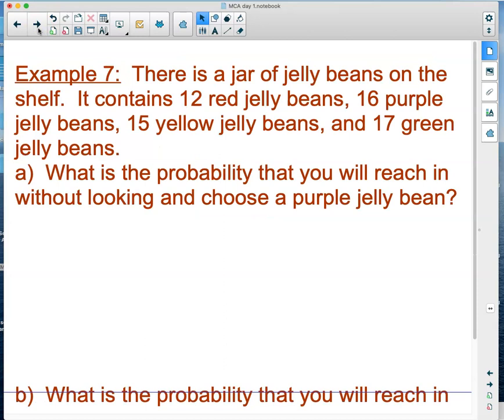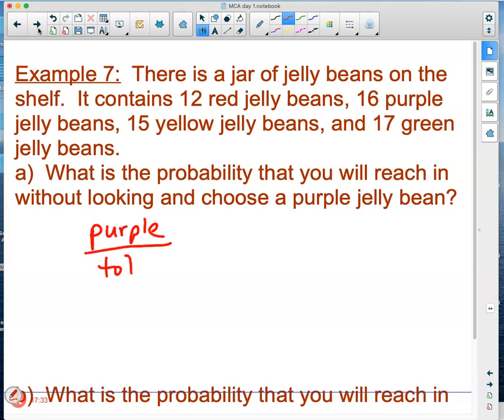Next piece that we have here just starts talking about probability. And jelly beans and drawers with socks in them seem to be a real hit when you're talking about probability on standardized tests. So there is a jar of jelly beans on the shelf. It contains 12 red jelly beans, 16 purple jelly beans, 15 yellow jelly beans, and 17 green jelly beans. What is the probability that you will reach in without looking and choose a purple jelly bean? So what we need to figure out is how many purples are there out of how many total, because that's how probability works. So we look up there and we see that we had 16 purples.